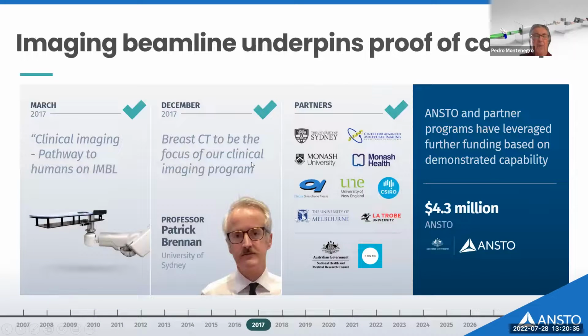All right, now came the big players and came the extra funding. I must say, ANSTO decided to support extensively the breast CT program once it was funded through a grant from the NHMRC, with Patrick being the lead on this grant application, and put 4.3 million of infrastructure funding to re-equip the IMBL ready for breast CT. So from March 2017, which is when the project was funded, to now, about 5 years, we have implemented everything we need in order to do the clinical scans.